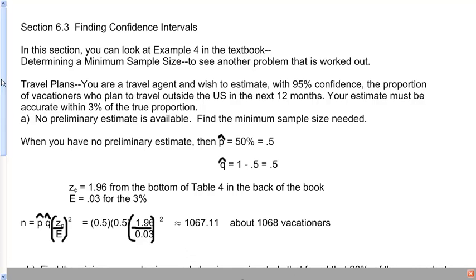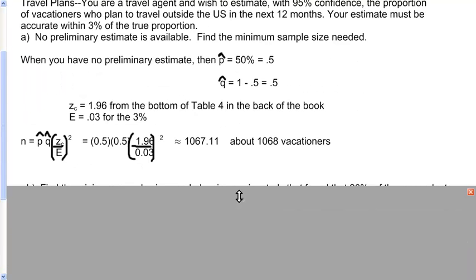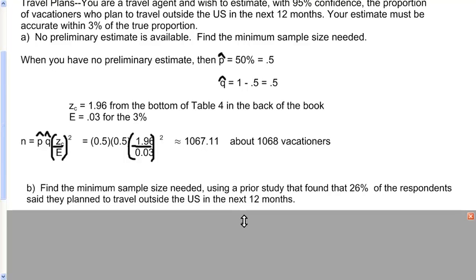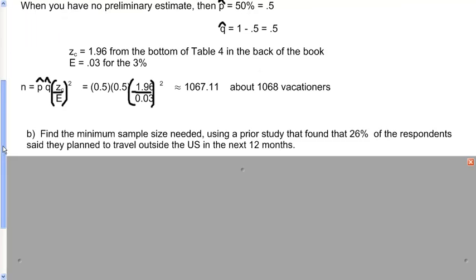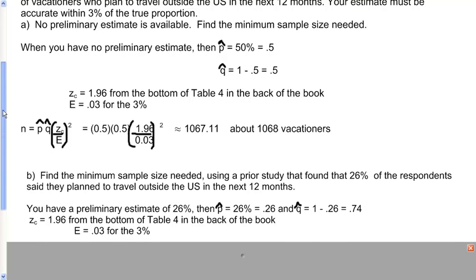So now we're going to take a look at the same problem, but we're going to be given a preliminary estimate. And the preliminary estimate is that 26% of the respondents said they plan to travel outside the U.S. So I already know that about 26% are going to be traveling. So I'm going to use the same formula. I'm going to put the numbers in the same way. So there's my confidence interval.